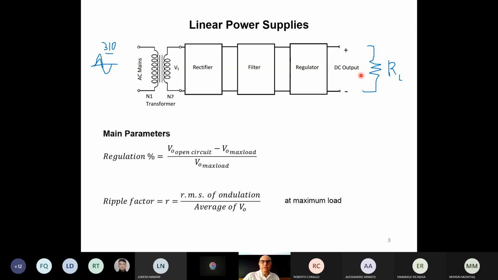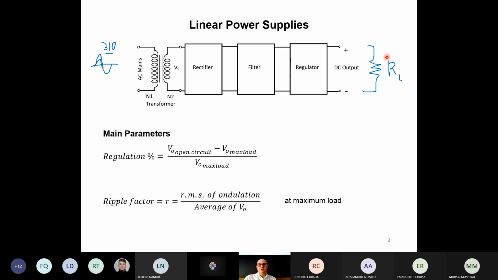So just to give an idea of how stable the power supply is, we define this regulation percentage, and we do this. We just measure the output voltage when there is no load, so the output at open circuit without load. Then we put the maximum load for which the power supply has been designed. For instance, something which will drain 1 amp or 10 amps, depending on the characteristics that we declare for the power supply. And so in this case, the output voltage will go down.